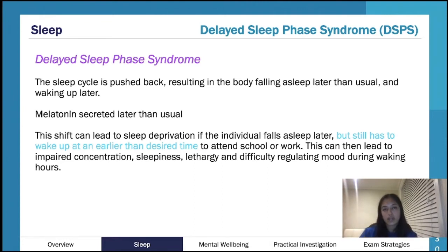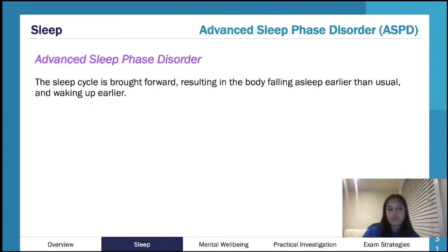But obviously if you've got to wake up for school or work, instead of going to bed at 10 p.m. and waking up at 6, your body wants to go to bed at 1 a.m., but you still have to wake up at 6. So now you're getting 5 hours of sleep. And obviously that continues on. You're going to be feeling quite sleep deprived, and all those ABCs that we talked about come into effect.